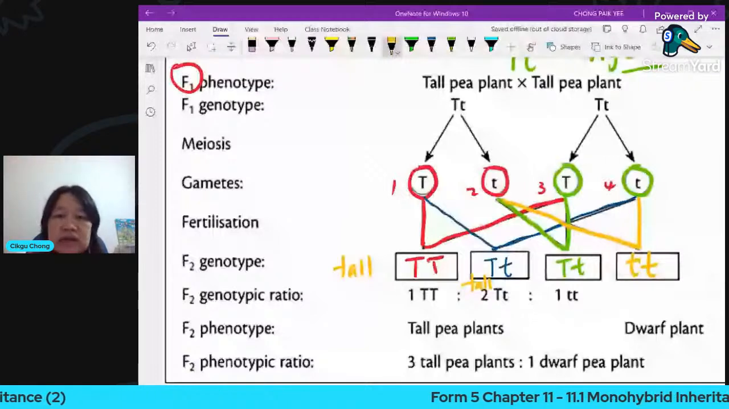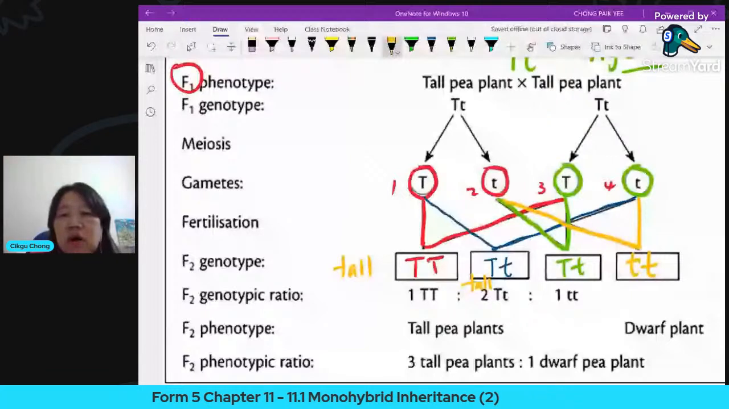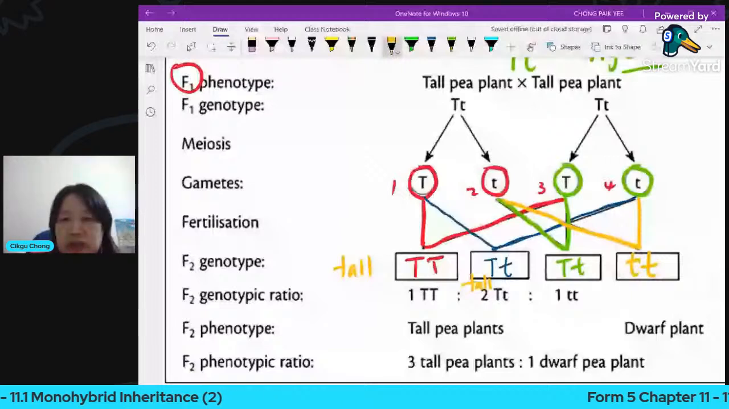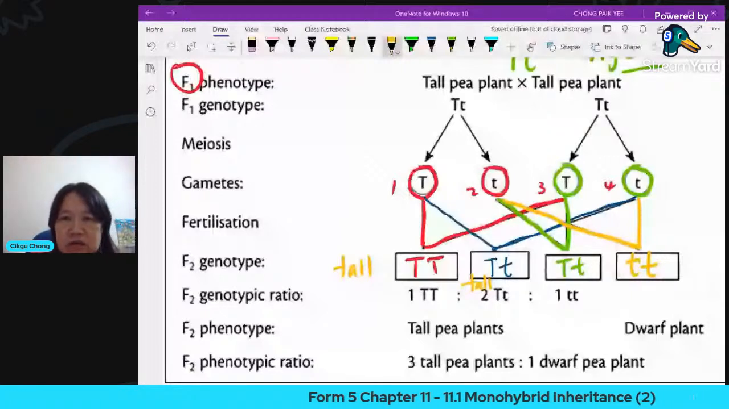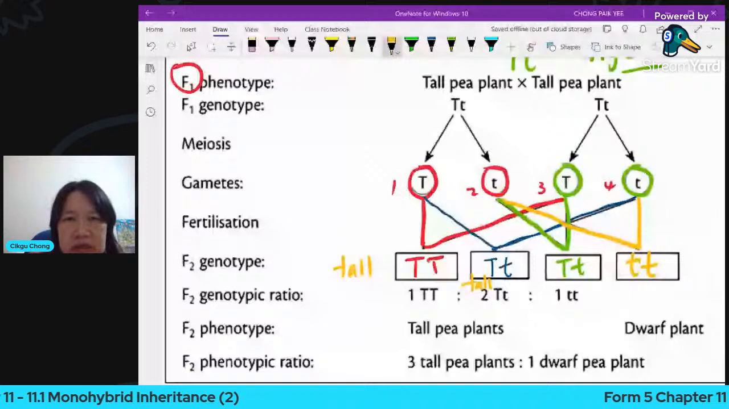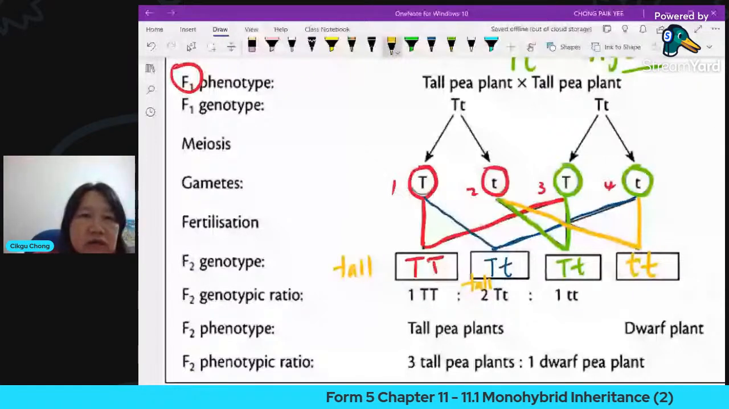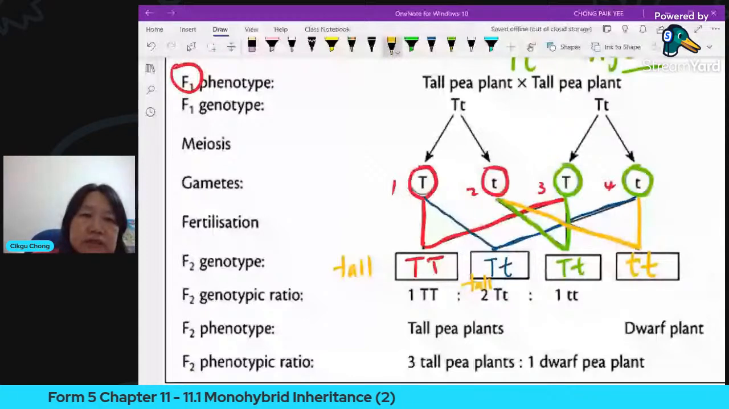Okay, but the 3 are not all the same. Only one is the homozygous dominant. The other 2 are actually heterozygous. Okay, so like this. How do I draw it? Capital T, small t. This is 1. You have 2 of this, and you have 1 of this one. So this is homozygous dominant. This is heterozygous. You have 2 of it. And then you will have homozygous recessive.